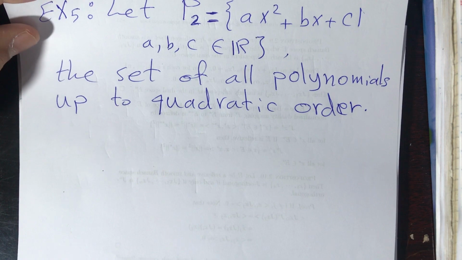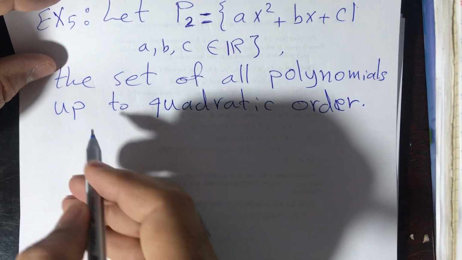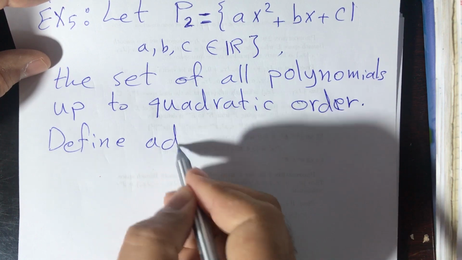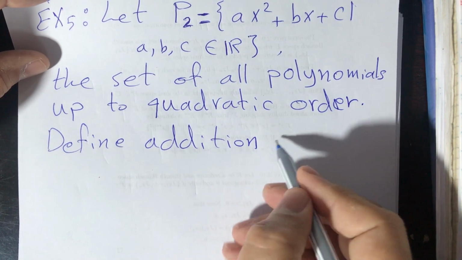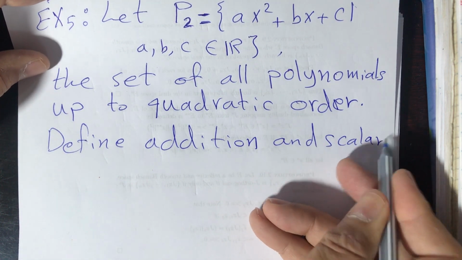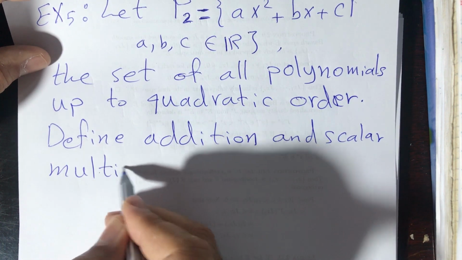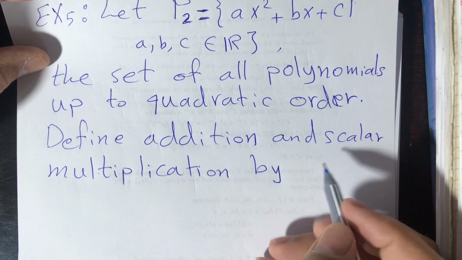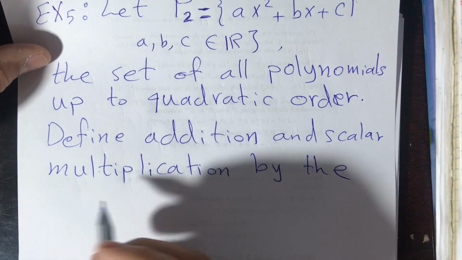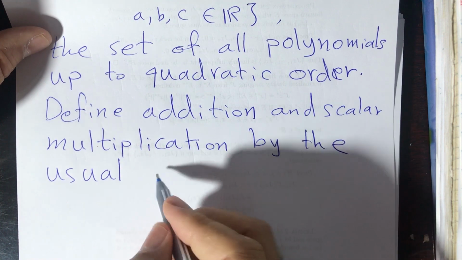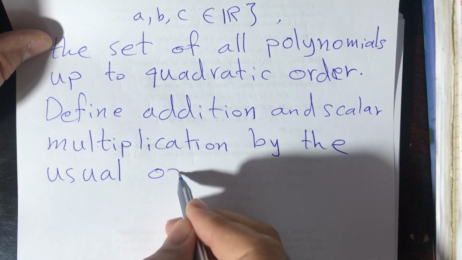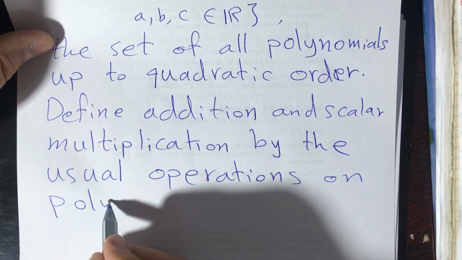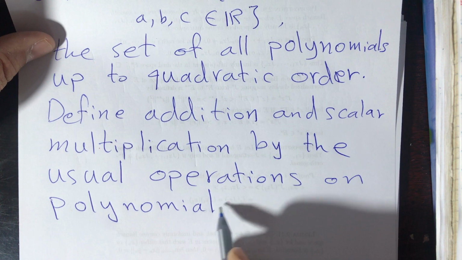Also we have to define two operations, sum and scalar multiplication. Define addition and scalar multiplication by the usual operations on polynomials.